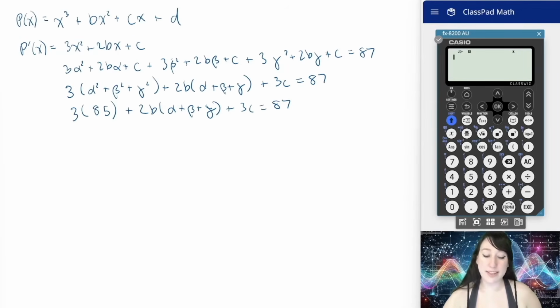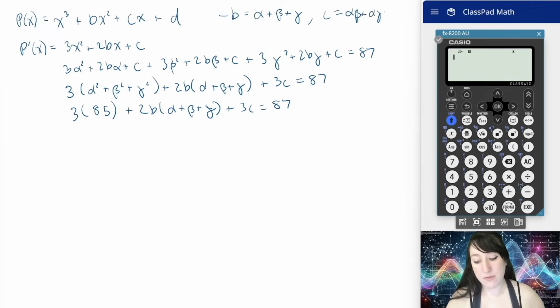So what about b and c? Well, we can get expressions for b and c in terms of alpha, beta, and gamma if we go back to the original cubic polynomial. We know that negative b over a, and in this case it's monic, so a is 1, is equal to the sum of the roots, alpha plus beta plus gamma. And we know that c over a, so in this case c, is equal to the sum of the product pairs, alpha beta, alpha gamma, and beta gamma. So let's replace b and c with these expressions.